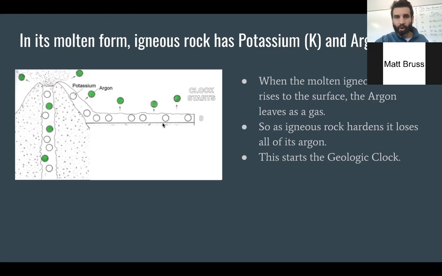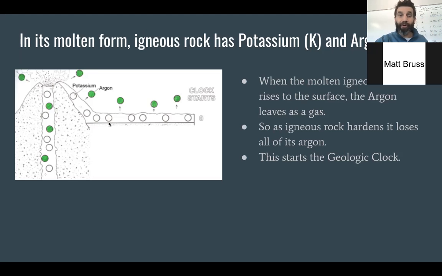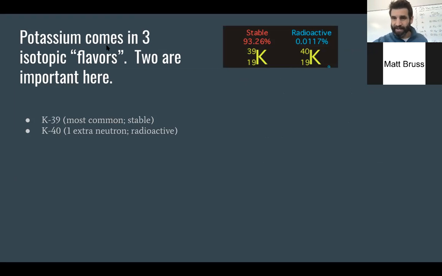So there's no argon left in this rock, and that starts this sort of geologic clock with no argon. But there is potassium in there. And here's where this gets interesting. Potassium, like carbon, comes in multiple flavors. There are two that we're interested in here, and these flavors we call isotopes.